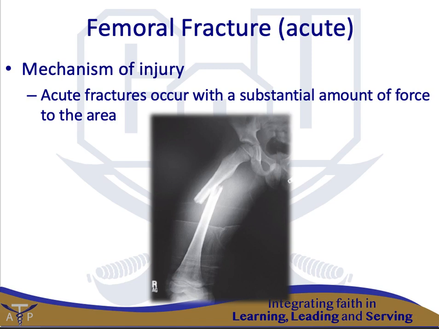When we look at the mechanism for an acute femoral fracture, the amount of force really needed is substantial to break the femur. So the number one cause of acute traumatic femoral shaft fractures is a car accident. We can also see these fractures occurring from falls of a great height. But if we're looking at athletics, most times it's going to occur in high velocity collision or contact sports.